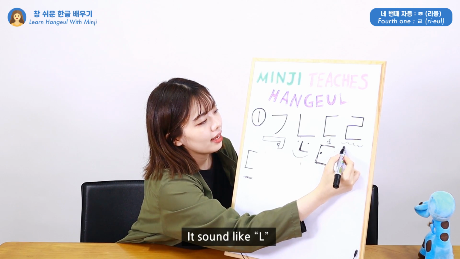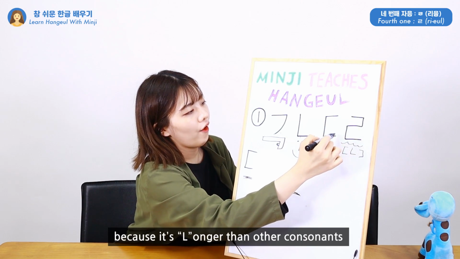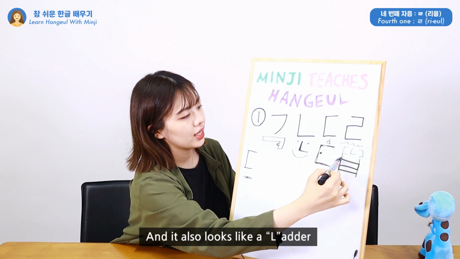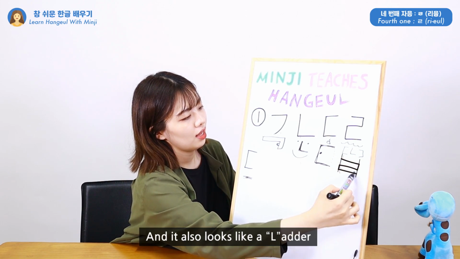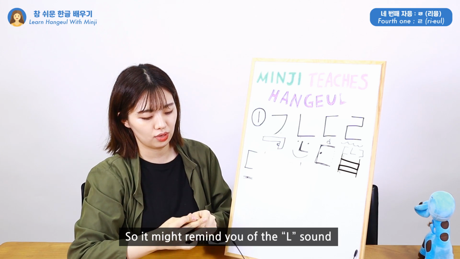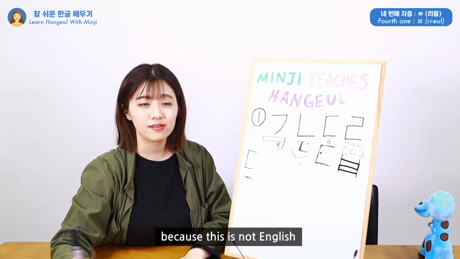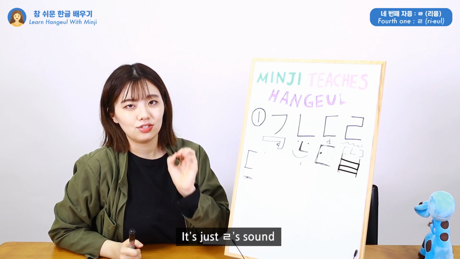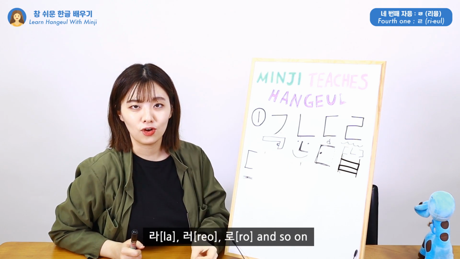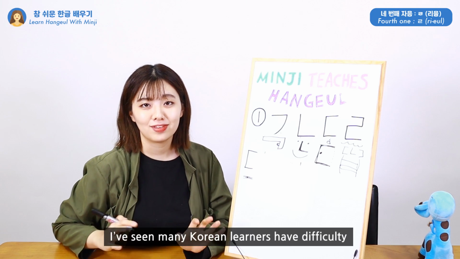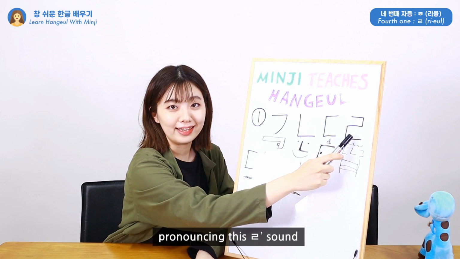It sounds like L because it's longer than other consonants, or it looks like leather, you know. So it might remind you of the L sound. But again, it's not like L or R because this is not English. It's just the sound ri-eul, la, lo, lo, and so on. I've seen many Korean learners have difficulty pronouncing this ri-eul sound.